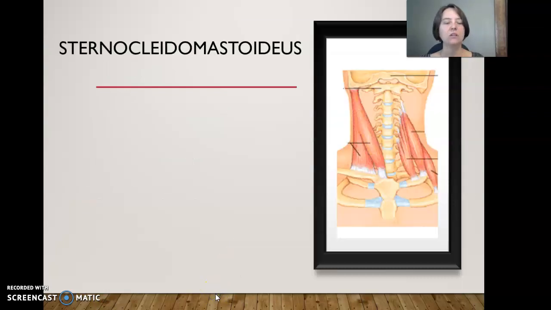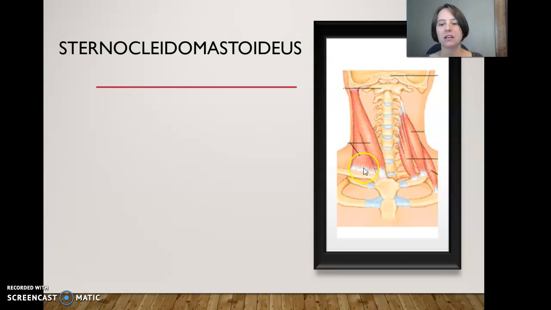All right, moving down to the sternocleidomastoideus. I think at the end, when we finish this one, we'll do a quick review of what those names tell us. So let's do this one right now. It tells you where things are located. It tells you it is a muscle with two attachments.